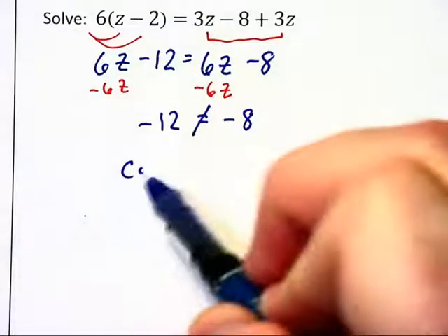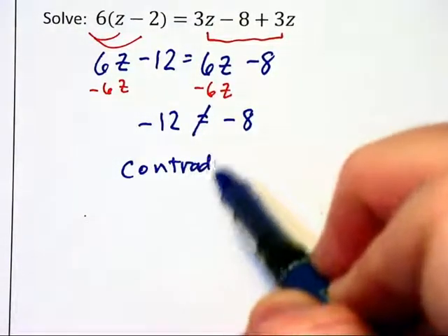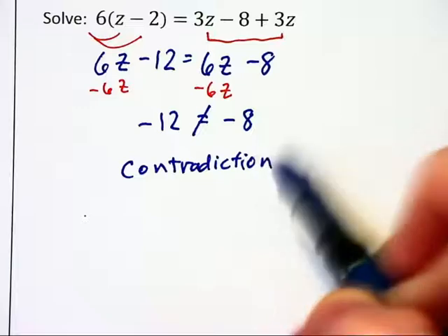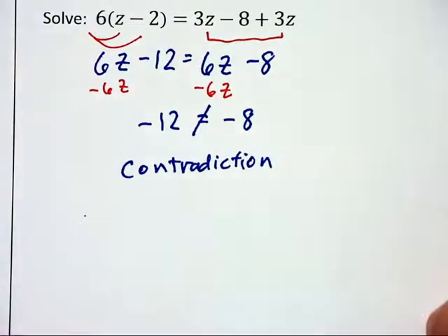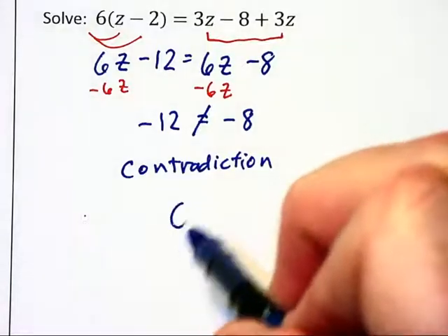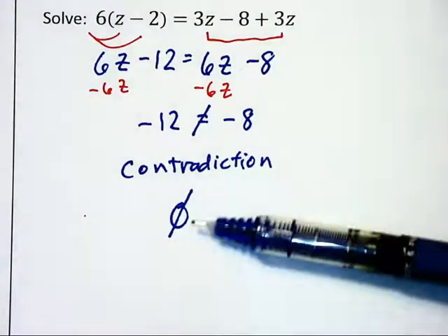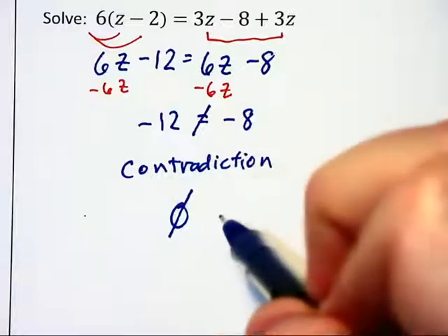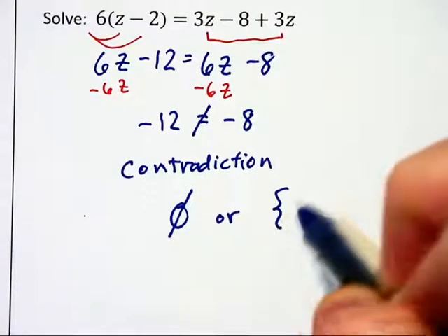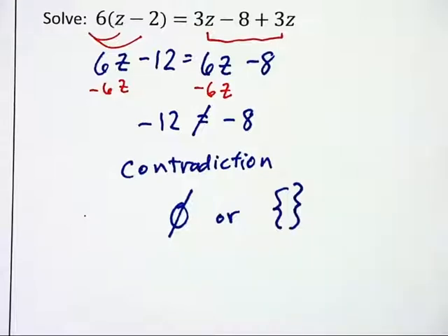And this is a contradiction. In other words, there is no value of z that will work in this equation, and so our solution is that there is no solution. So I will write the null set symbol here, or sometimes we write the empty set notation to denote that there is no solution to this linear equation.